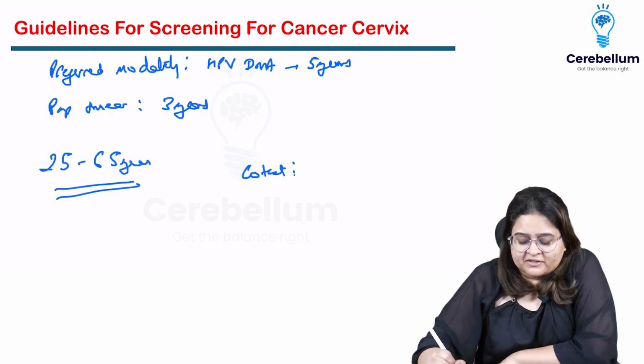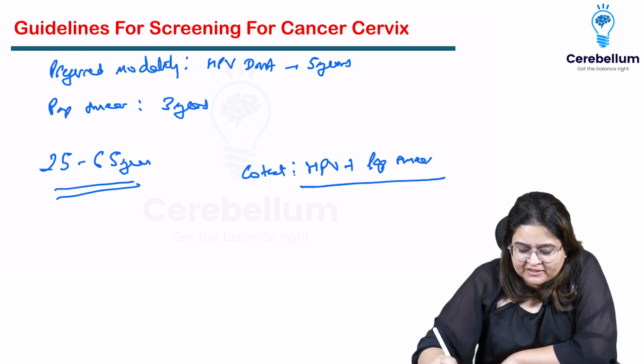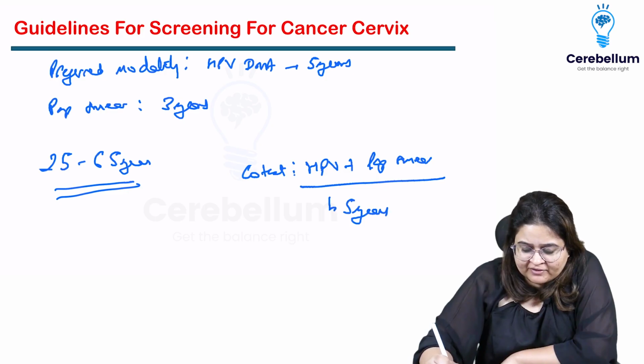There's something called a co-test. A co-test is if you're doing both together: an HPV test plus a pap smear is called a co-test. If you're doing a co-test, this is also done once every 5 years.